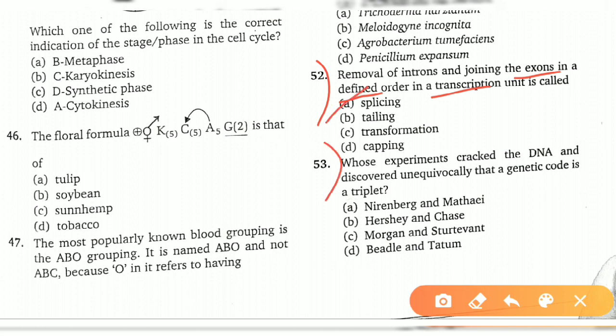53rd question. Whose experiments cracked the DNA code and discovered unequivocally that the genetic code is triplet? Options are Nirenberg and Matthaei, Hershey and Chase, Morgan and Sturtevant, Beadle and Tatum. So the answer is Nirenberg and Matthaei.